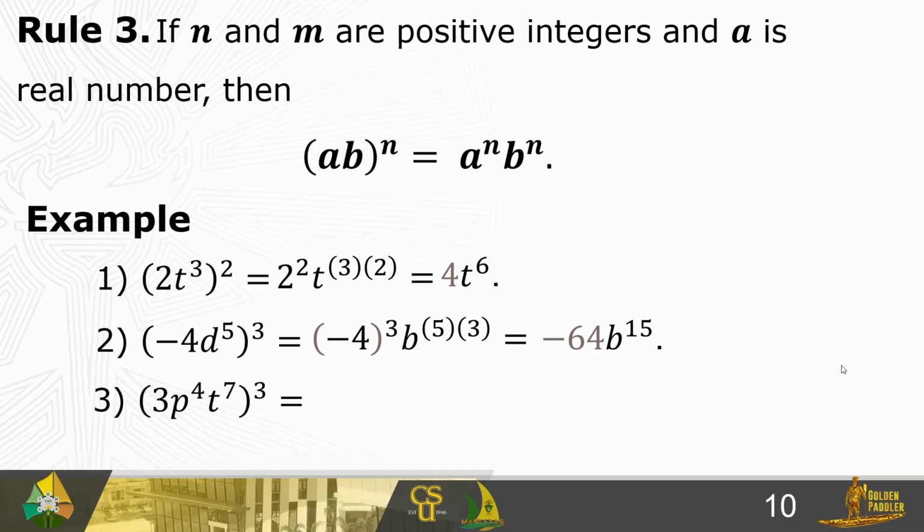Another example, (3p^4 t^7)^3 is just equal to 3 to the power of 3 times p to the power of 4 times 3 times t raised to the power of 7 times 3, which is equal to 27p to the power of 12 and t to the power of 21.